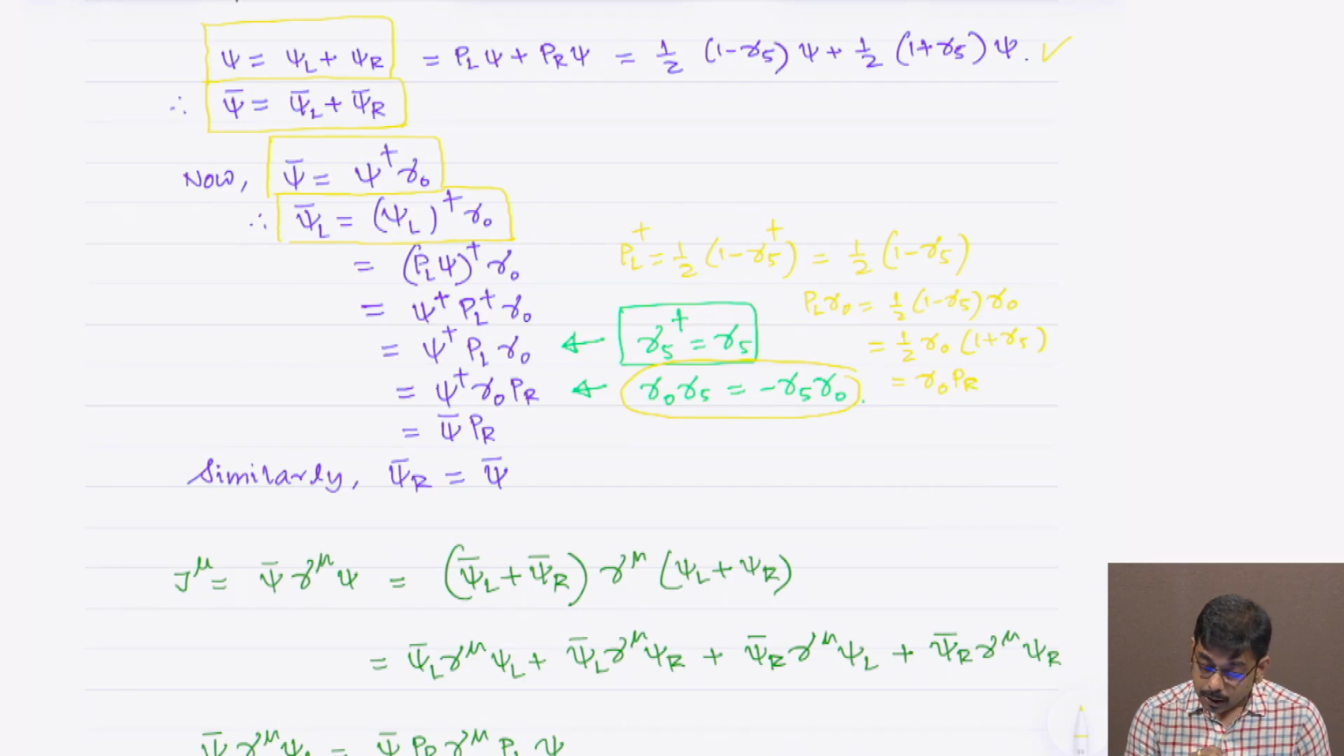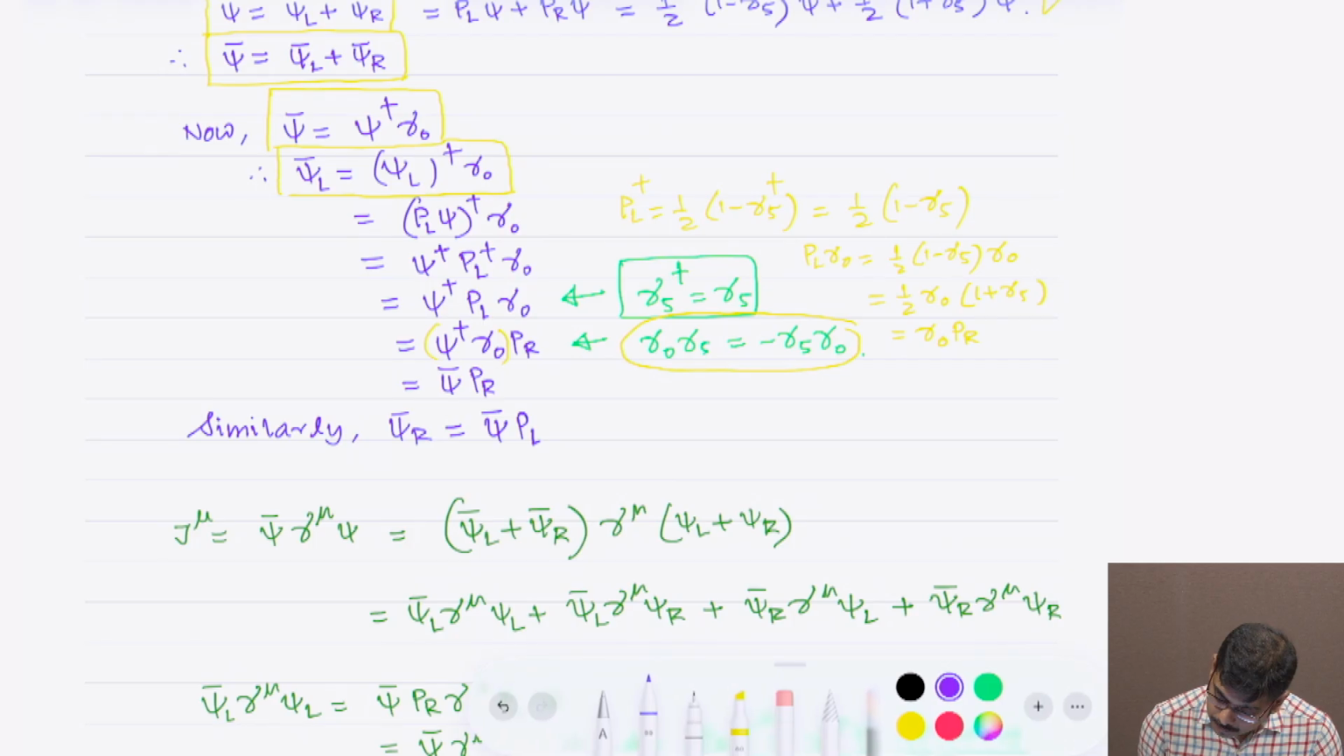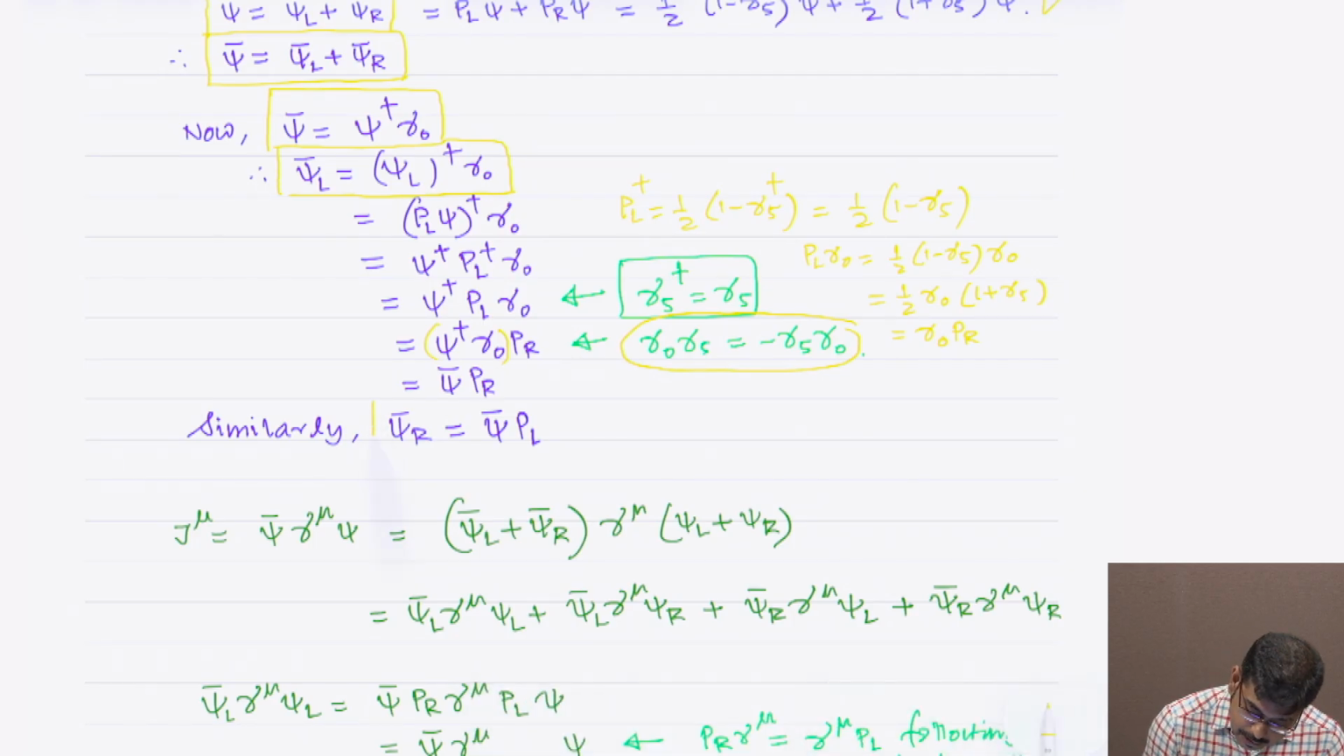Okay? Now, with gamma 0 PR, what will happen? That psi dagger gamma 0 once again could be called psi bar. So, psi bar PR. So, psi L bar is essentially psi bar PR, and similarly I can write psi R bar. What will psi R bar be? That will be psi bar PL, correct? So, this is how exactly we should write the adjoint spinor in terms of the projection operators.